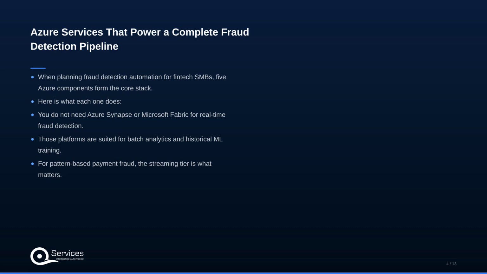You do not need Azure Synapse or Microsoft Fabric for real-time fraud detection. Those platforms are suited for batch analytics and historical ML training. For pattern-based payment fraud, the streaming tier is what matters. If you are integrating incoming payment events from Stripe or an open banking API, the Azure API Management for Fintech Startups, 5 Design Patterns post covers how to route and secure those events before they reach your Event Hub.